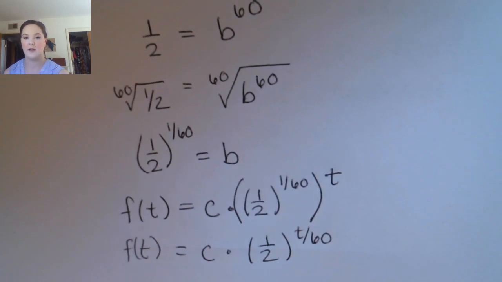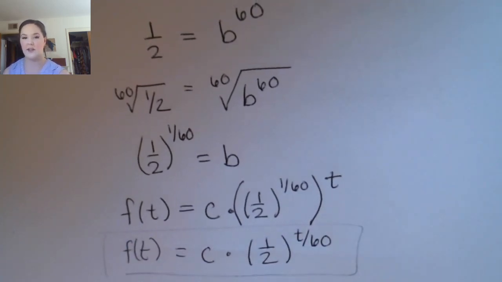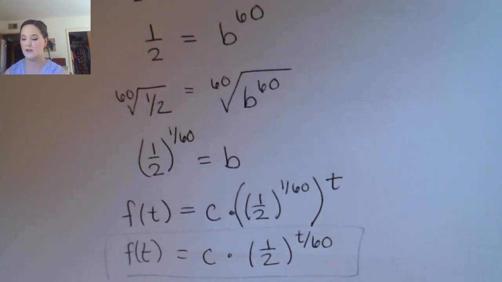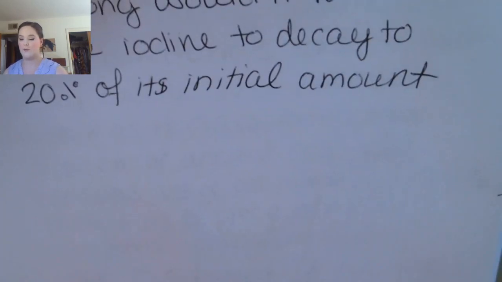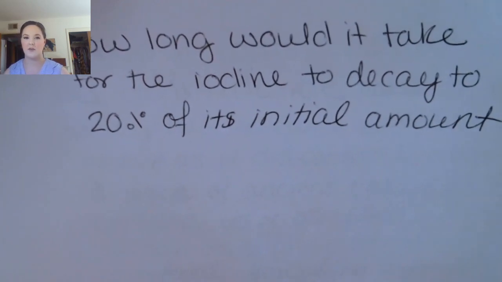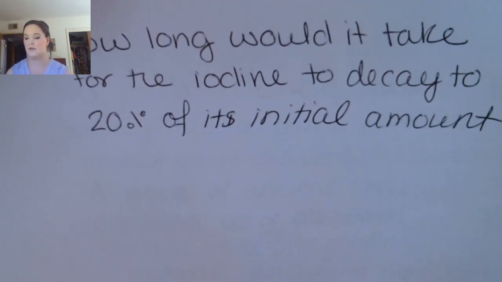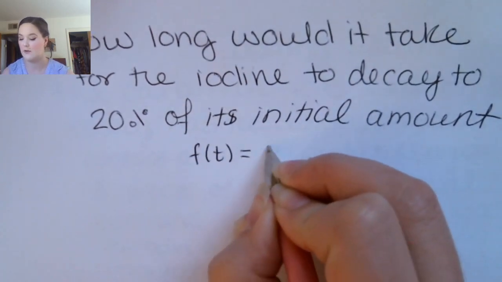Okay, so that's my equation for the amount of radioactive iodine T days after the accident. So that's just part A. All right, so let's look at part B. How long would it take for the iodine to decay to 20% of its initial amount? Okay, so I'm going to start with the equation that we just wrote in part A.